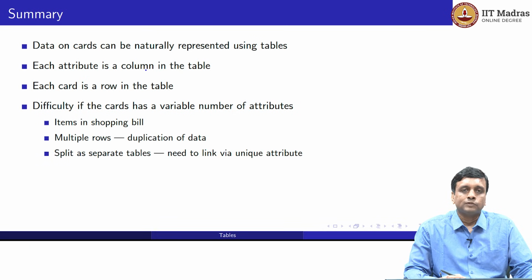The other solution, which is more complicated, is to somehow split it into 2 separate tables. One of them has the fixed quantities, one of them has the variable quantities, and then you need to use some unique attribute like the bill ID, which is not shared across different data items, to connect these 2 tables and make sure that all the data for a single bill can be recovered from these tables.